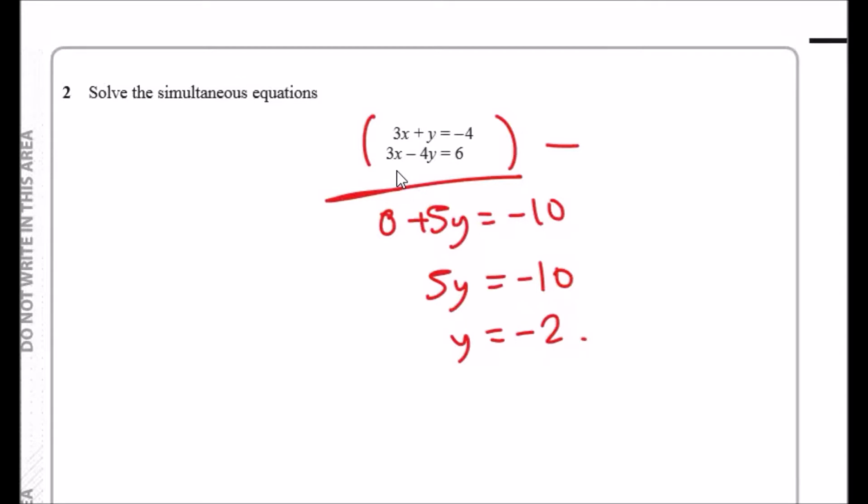Now all we want to do is plug this minus 2 back into the equation. So let's just pick an easy one. I'm going to pick the first one because it just looks easy to work with.